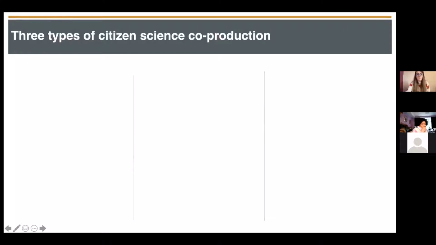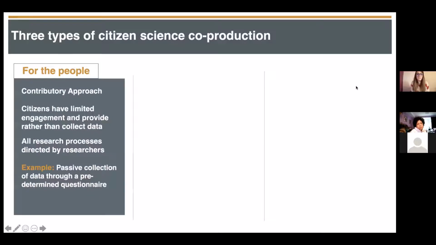So in my research, we look at three types of citizen science co-production. The first is called For the People. This is more of a contributory approach, where citizens have limited engagement and are only there to provide the data rather than collect the data. So it's very similar to traditional processes. All the research processes are directed solely by the researchers without input from citizens. An example of this is passive data collection, where you are provided with a predetermined questionnaire and citizens just provide answers to this questionnaire.